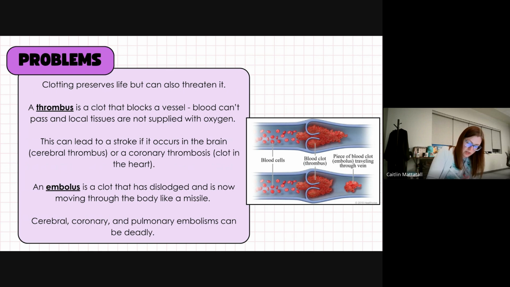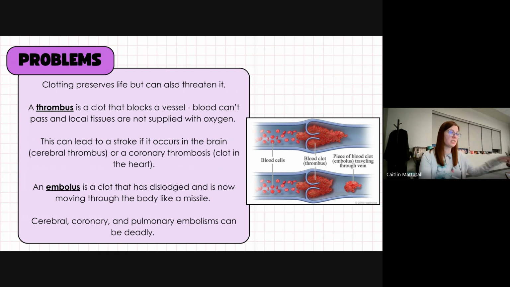And two things that can occur is a thrombus, which is a stationary clot, or an embolus, which is a moving clot. Neither of them are good. They're kind of terrible. But the seriousness of them depends on where they happen.